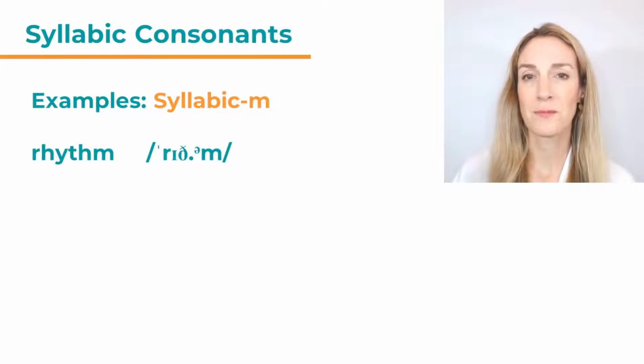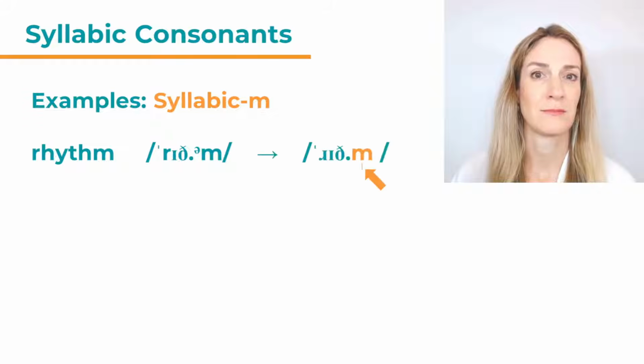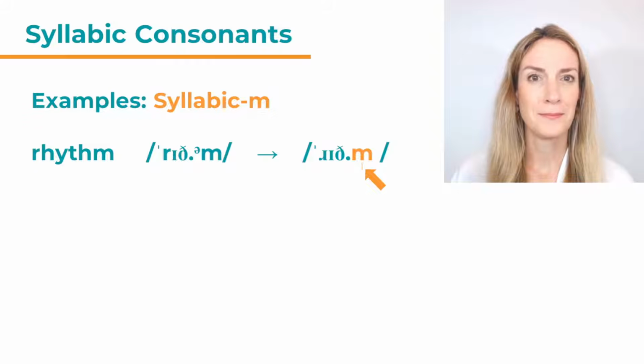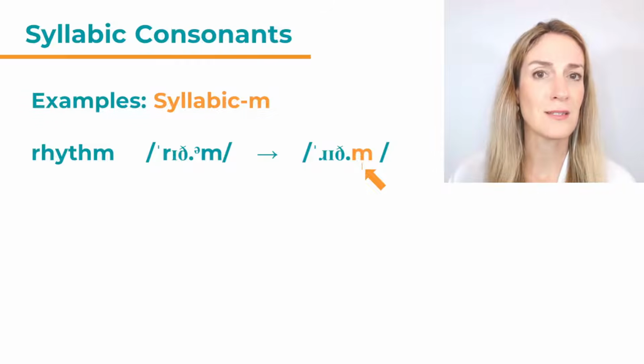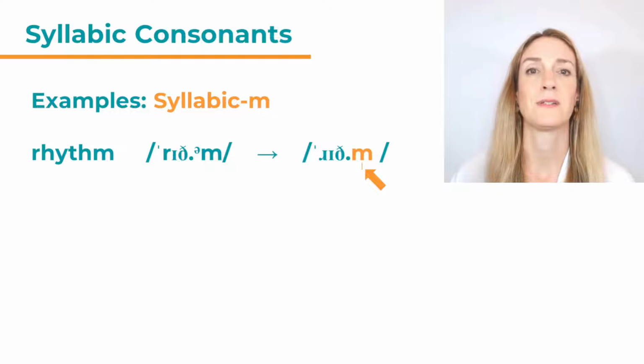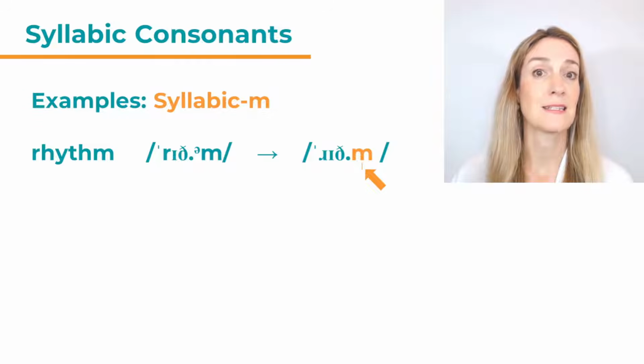Now, what happens sometimes when we say this word fast? Rhythm becomes rhythm. The schwa is really swallowed, as I would call it. You can't really hear it anymore, and the m has become a syllabic consonant. And you can see this now in the transcription because the m has this little dash underneath the sound symbol, and that means this is a syllabic consonant. I added an arrow just to make sure that you can see it because I know it's very small.